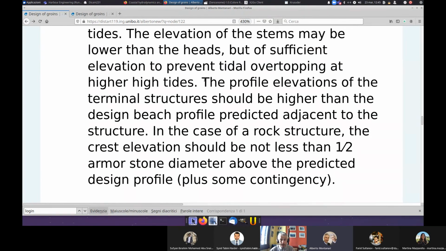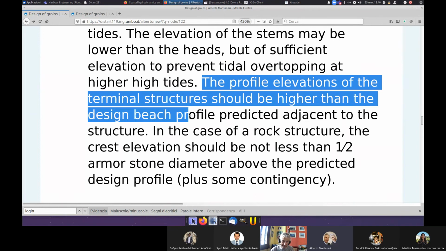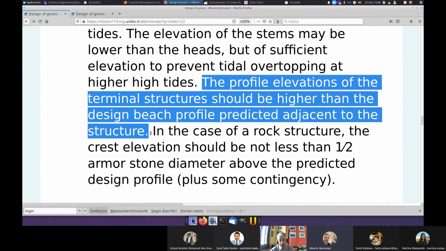Okay, and the profile elevation of the terminal structures should be higher than the design beach profile predicted to the structure. Of course, you don't have to bring the new beach profile very close to the structure in terms of elevation, unless you are getting into the berm.